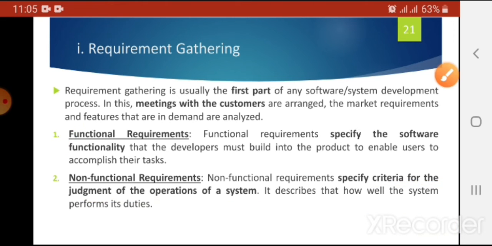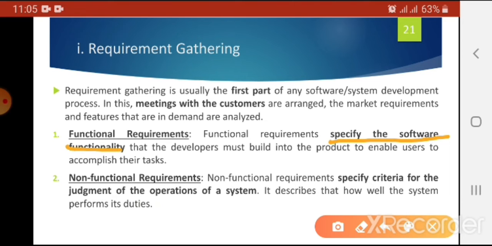I am repeating this. A functional requirement is the set of requirements which specify the software functionality, that is, what functions the system we have to build will have. This is a functional requirement. Now, how to check a requirement, the criteria for checking it, that criteria is the non-functional requirement. It describes how well the system performs its duties. So in the phase of requirement gathering, both functional and non-functional requirements are defined.